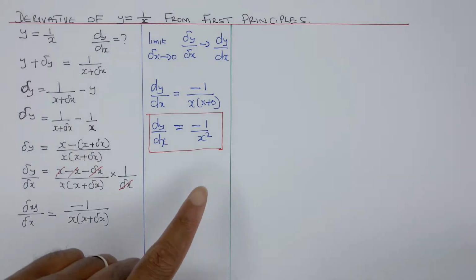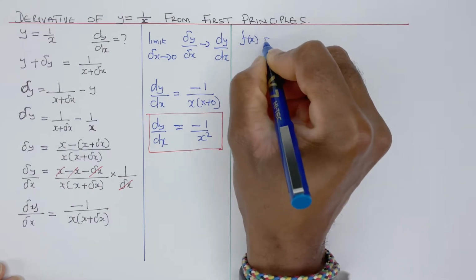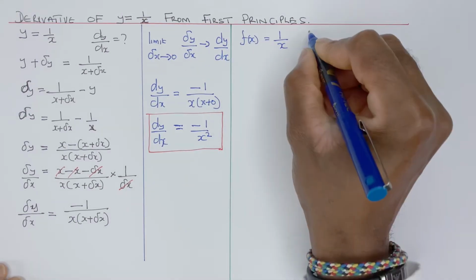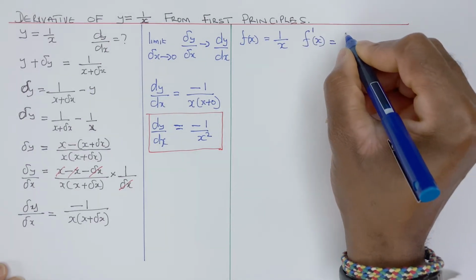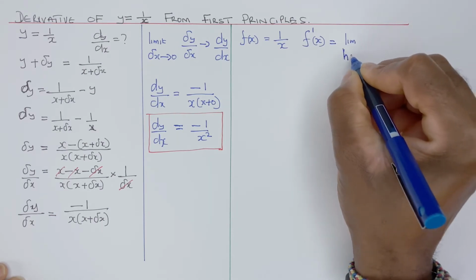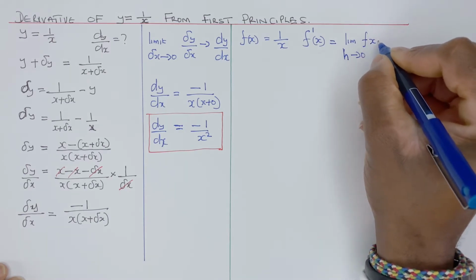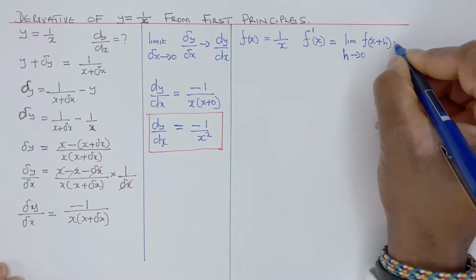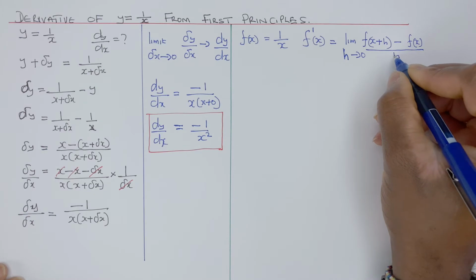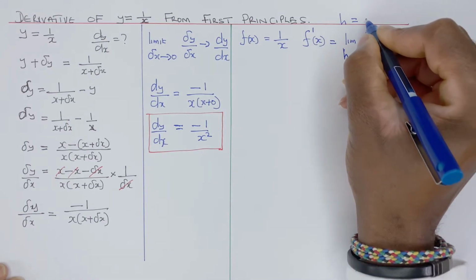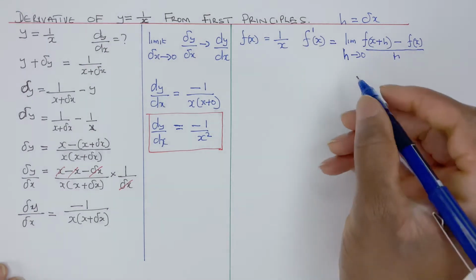Let's do the same thing using the formula approach, where we know that when f of x equals 1 over x, the f dash x, which means dy dx, equals limit h, now h is the delta x, tends to 0. Then we have f of x plus h, take away f of x, and if you divide the whole lot by h. So remember that h equals delta x. I could have put delta x here, same thing.